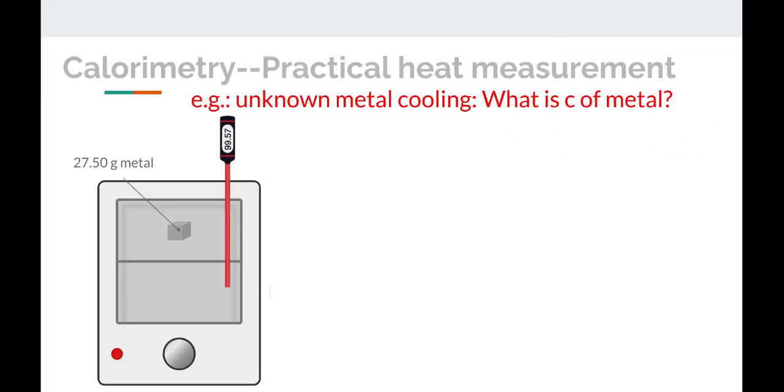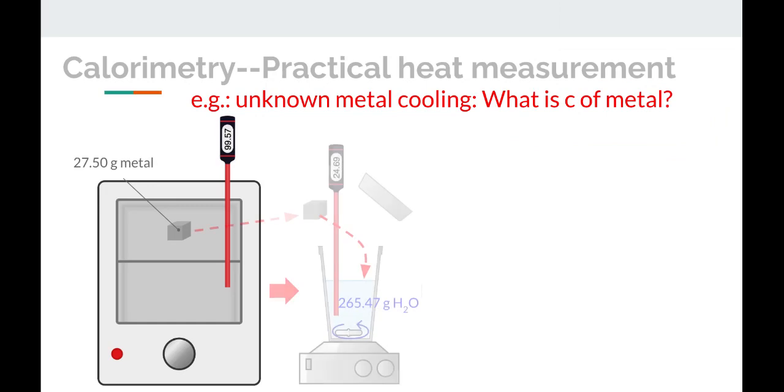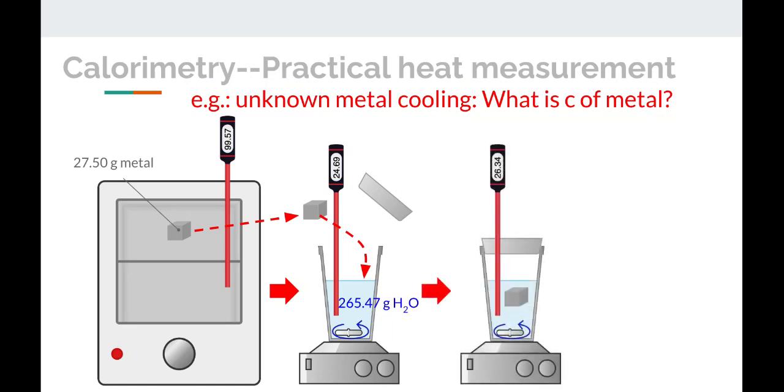So let's do an example problem. Let's say we have a piece of metal that has a mass of 27.5 grams, and we have this piece of metal in an oven, and we heat it up until its temperature is 99.57 degrees. Then we quickly take that piece of metal out and we pop it into an insulated container that contains 265.47 grams of water, and it's originally at 24.69 degrees. The temperature is going to go up because we put a hot piece of metal in there, and when it reaches its final highest temperature, it's at 26.34 degrees. We want to know what the specific heat capacity of the metal is.